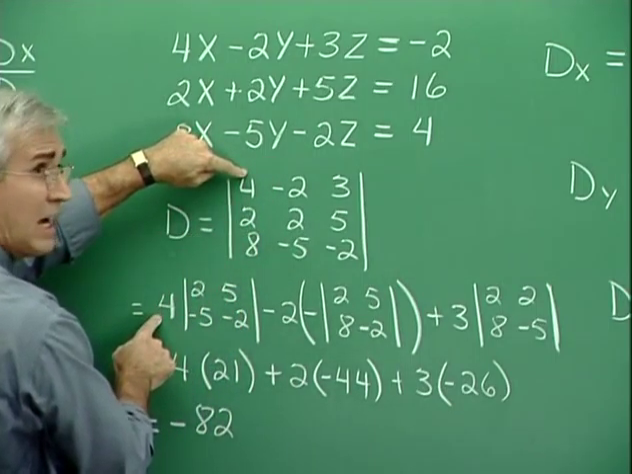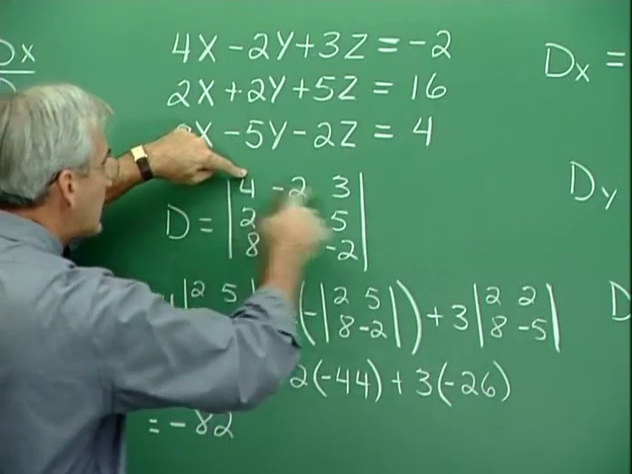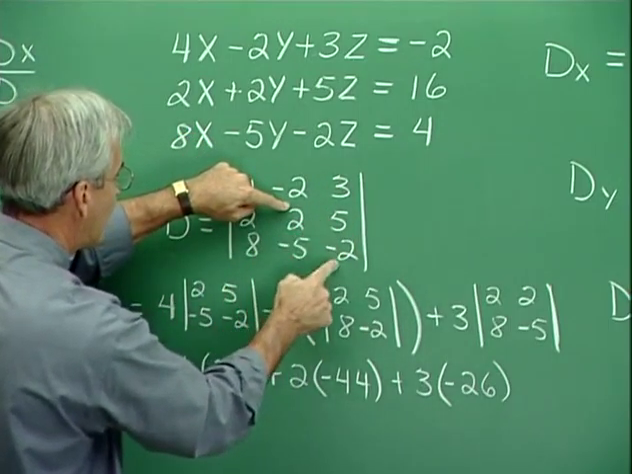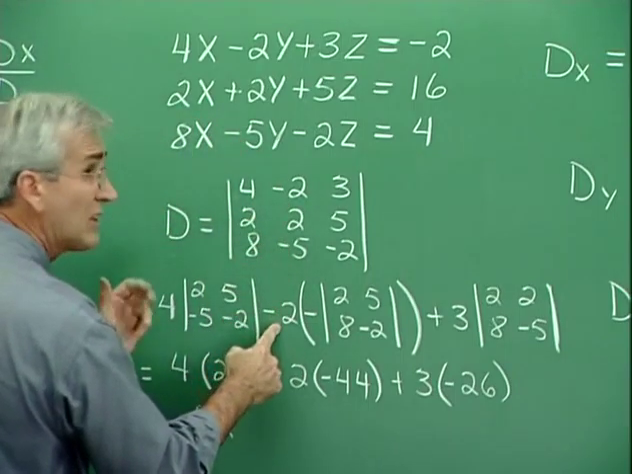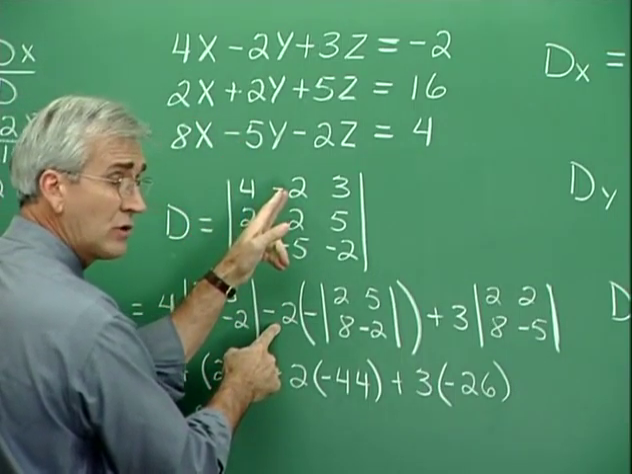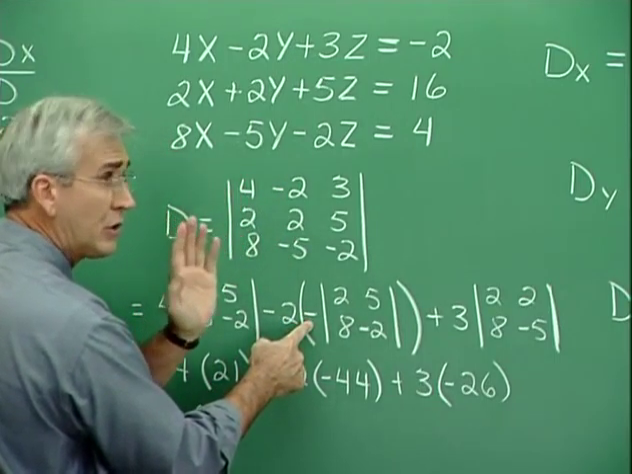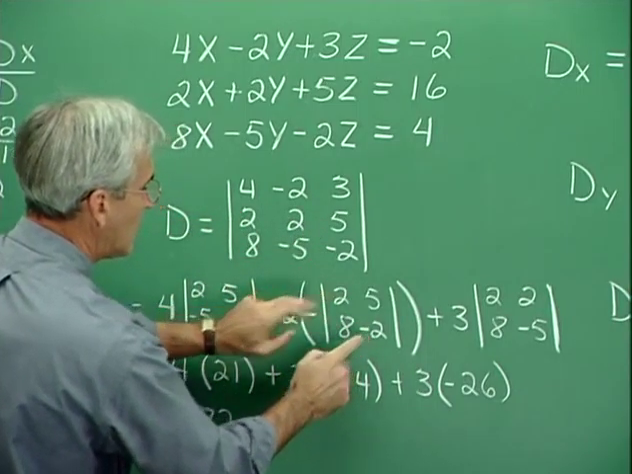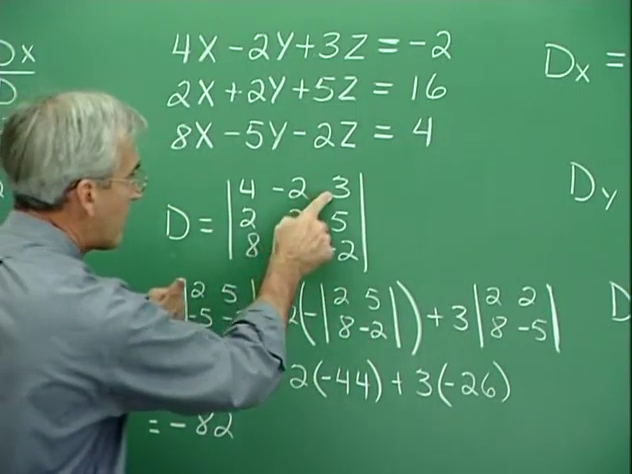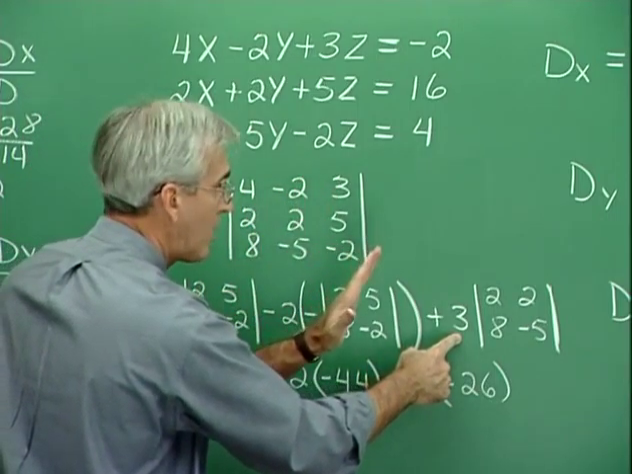So it's 4 times, let's see, the cofactor is simply the determinant of, take out row and column, 2, negative 5, 5, negative 2. That's this. And then it's minus 2 times, now the sign associated with that position is negative, you see, and then the determinant is, take out row and column, 2, 8, 5, negative 2. So that's how I got this. And then 3 times, now the sign is plus minus plus, so we don't have to worry about that.